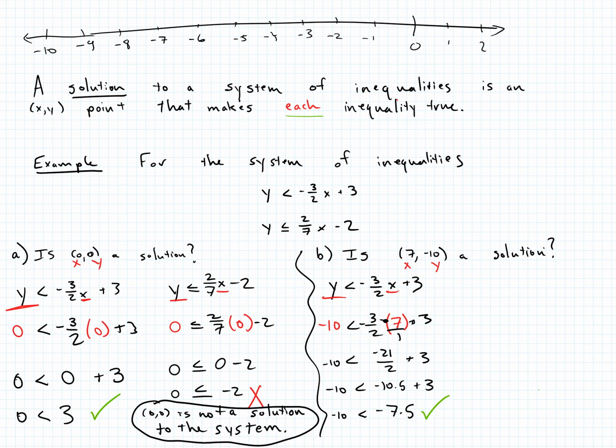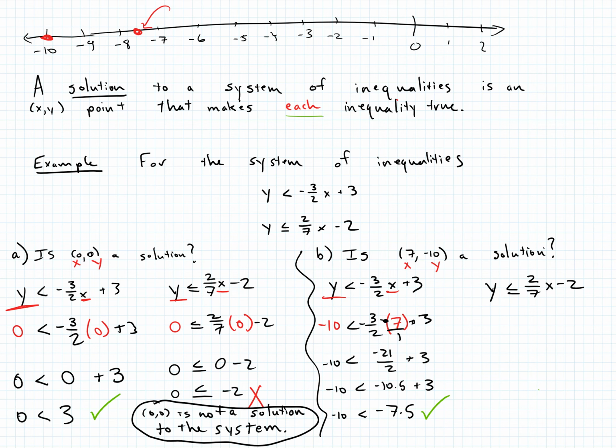That doesn't seem right. Well, check out this number line I drew up here. Here's negative 10, and negative 7.5 is here. You can see that this one is bigger because it's further to the right, or closer to 0. Another way to think about it, negative 10 is more negative, so it's smaller. Alright, now for the second one. Let's check y less than or equal to 2 over 7 x minus 2. Is (7, -10) a solution? You tell me.